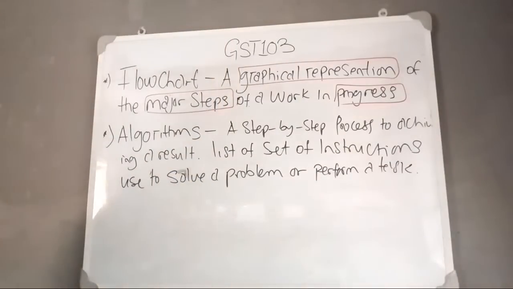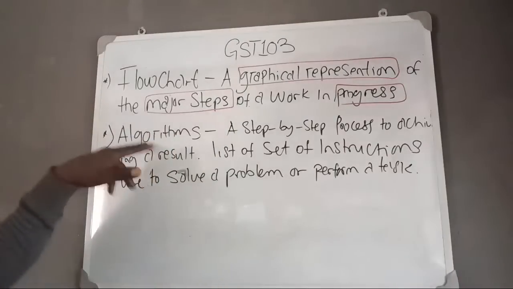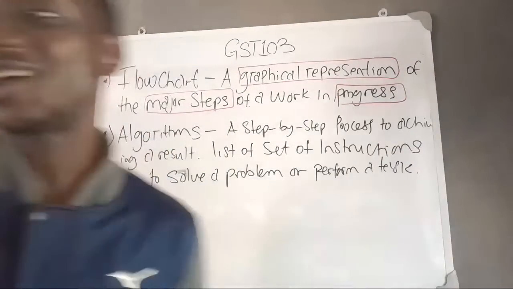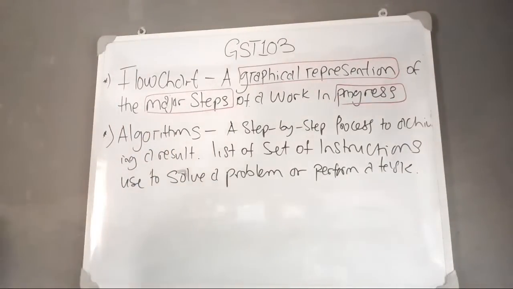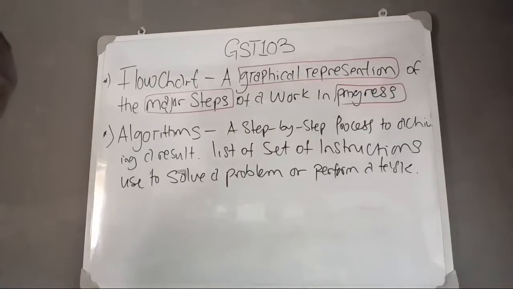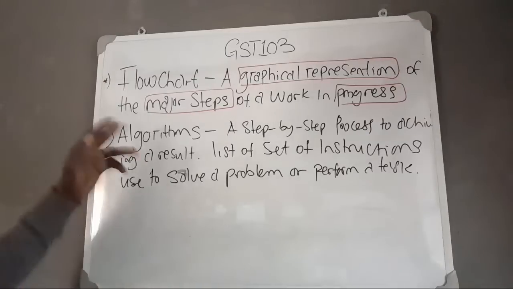A list of instructions. So you can even refer to algorithm as what did Mr. Joseph even call it the other time? I think it was chart flow. I think algorithm is more of chart flow.